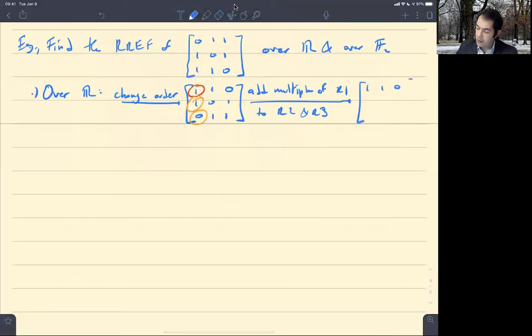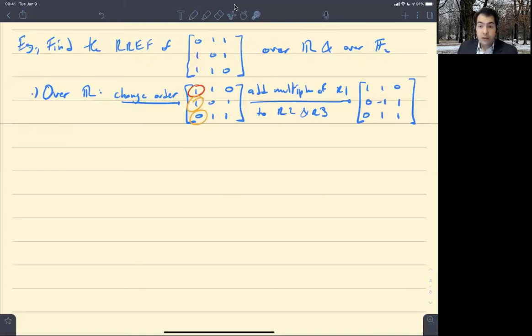Okay, so that means nothing's going to happen to the first row. The second row, I want to get rid of this 1, so I'm going to multiply the first row by -1 and then add it to the second row. So I'll end up with a 0 here, -1 here, and 1 there. And then since I already have a 0 in that entry in the third row, nothing will happen to it.